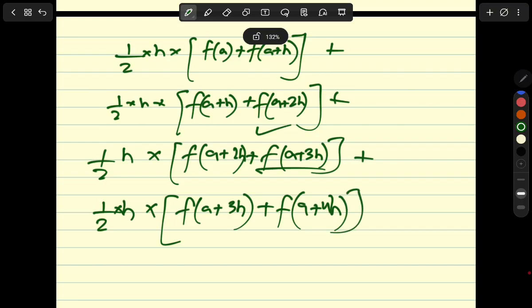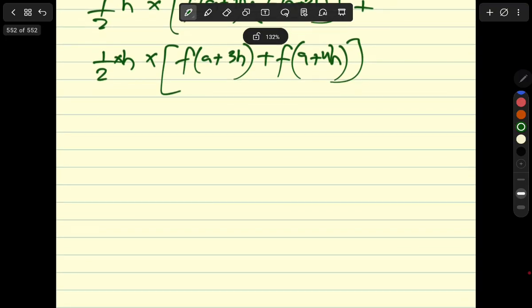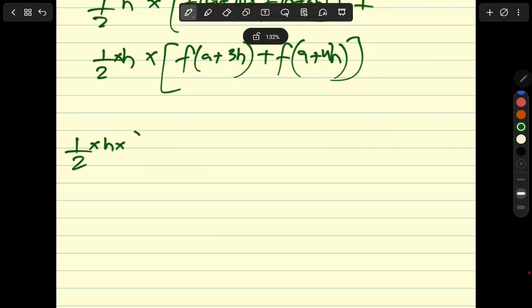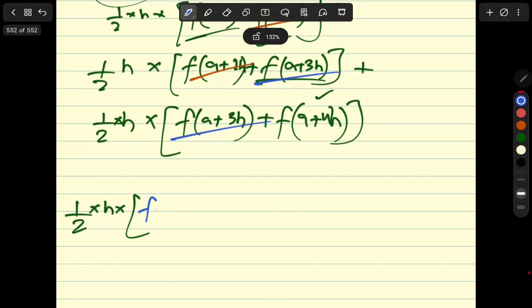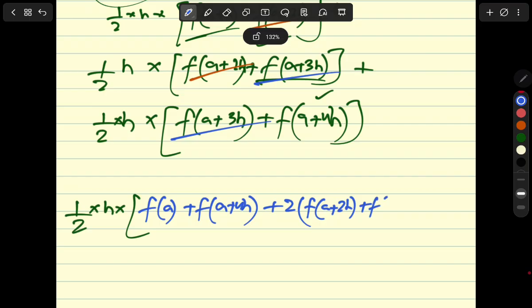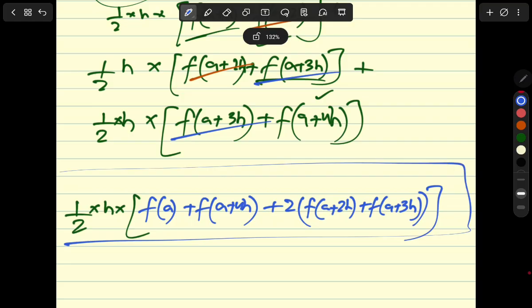Now, if I just take common, I can see that this is common. So I can take this all common: half into height into. Now I can see that this one is once and this one is once. However, this is twice, and I also can see that this is twice, and this is twice. The endpoints are just counted once. So f of a plus f of a plus 4h, the last y value, and all the rest of them are counted twice: f of a plus 2h plus f of a plus 3h. So this is your trapezium rule formula. That's it. There is nothing else to it.